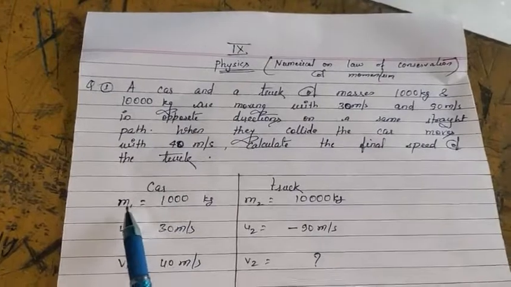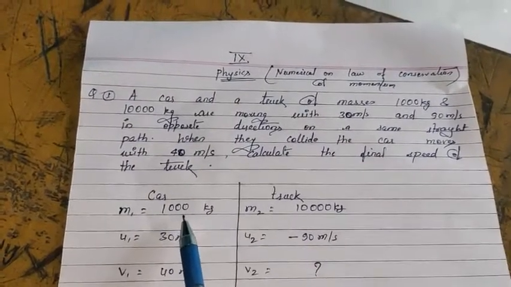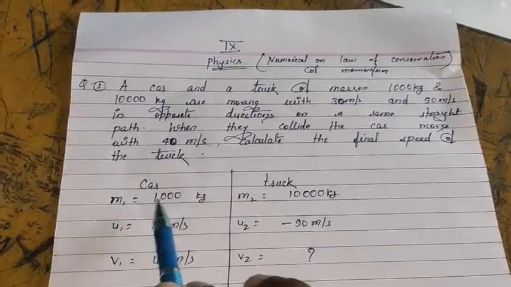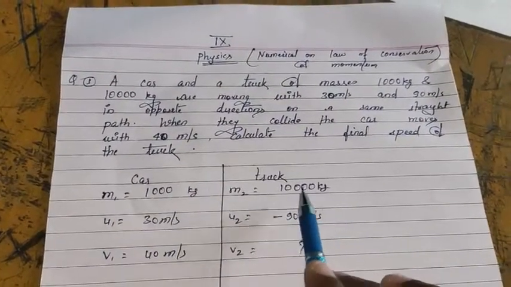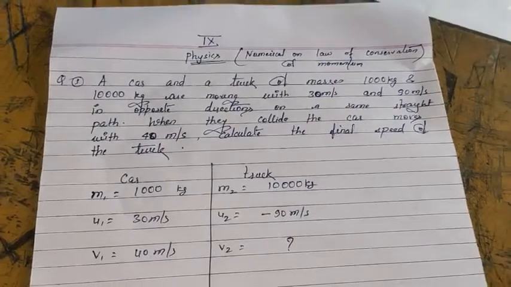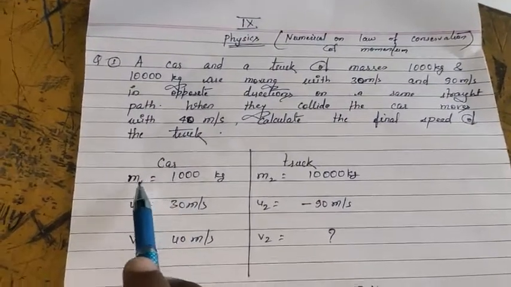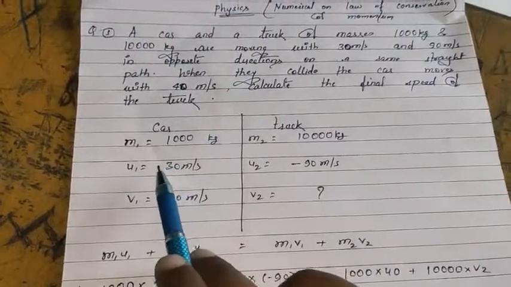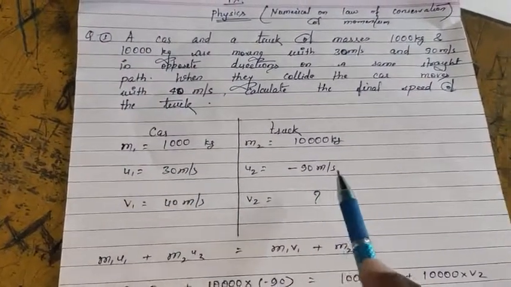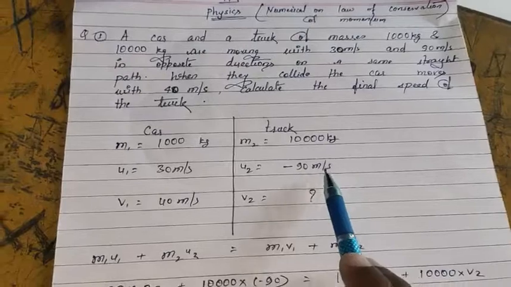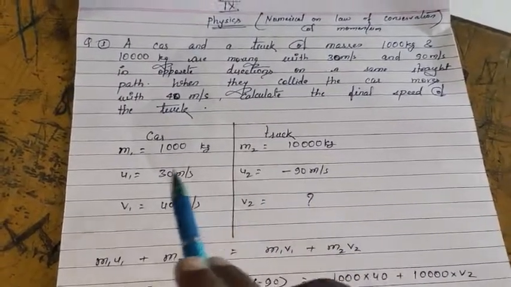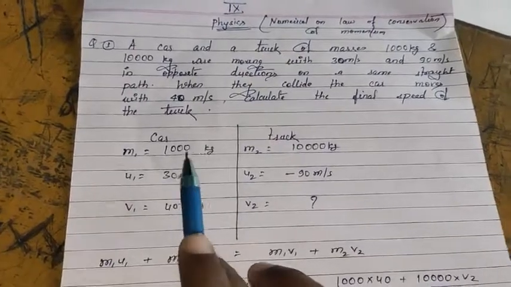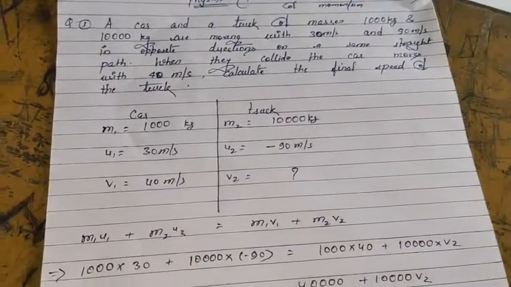So here the mass of the car is given 1000 kg and that of truck is given 10,000 kg. So we have to write m1 is equal to 1000 kg and m2 equal to 10,000 kg. We have taken car as the first object and truck as the second object. Their velocities are given 30 meter per second and minus 90 meter per second. Minus stands for both the objects are moving in opposite direction. So first case is positive, then the second will be negative.